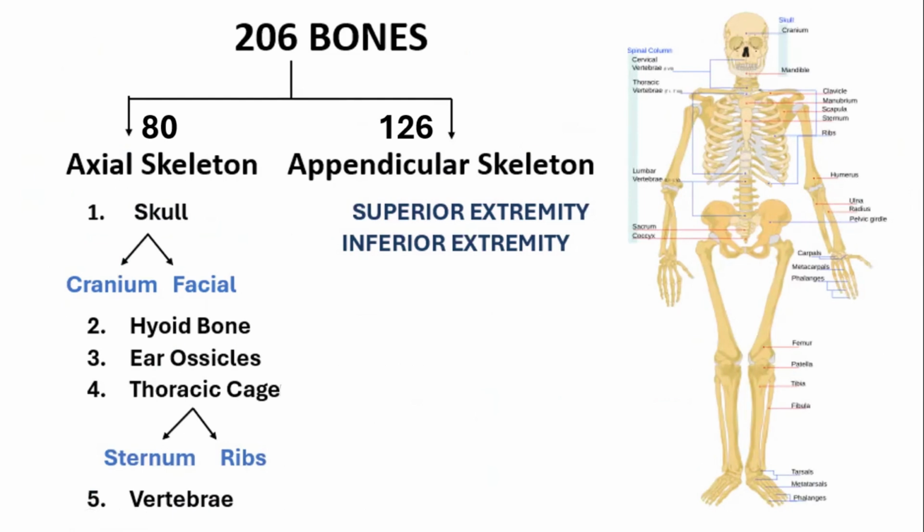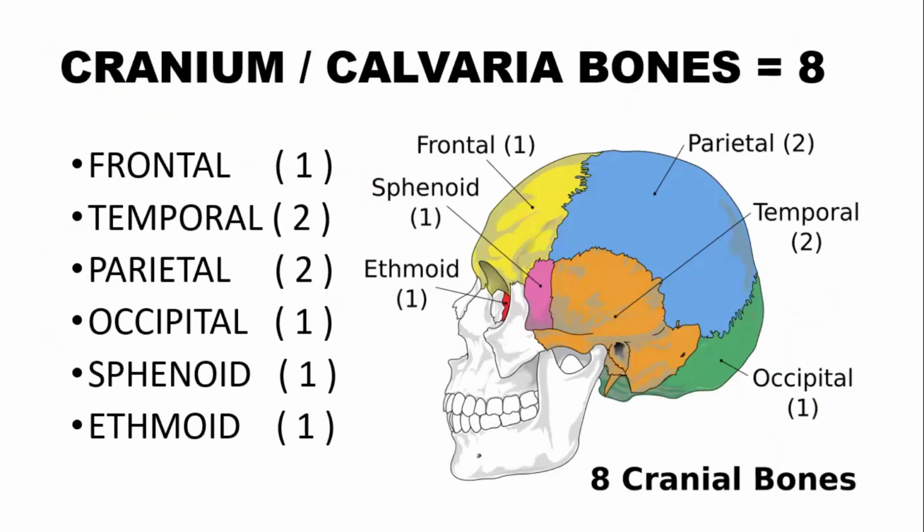Then the ear ossicles: 3 bones are there in the middle ear. What are they? You can say SIM, or you can say MIS, miss. So malleus, incus and stapes. Then the thoracic cage, where we have already studied the sternum and the ribs, and the vertebrae, 26 vertebrae in adults. Now we will move on to the next topic, which is the appendicular skeleton. So let's start.